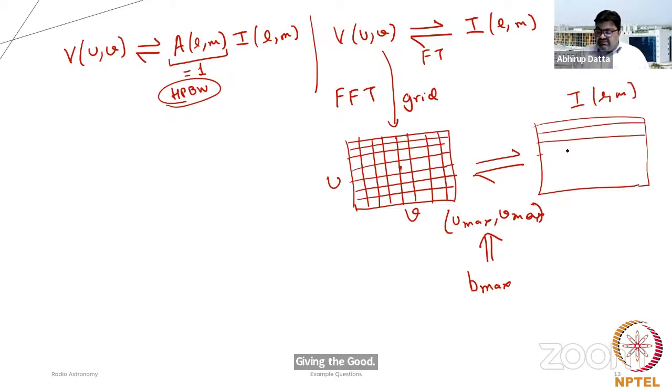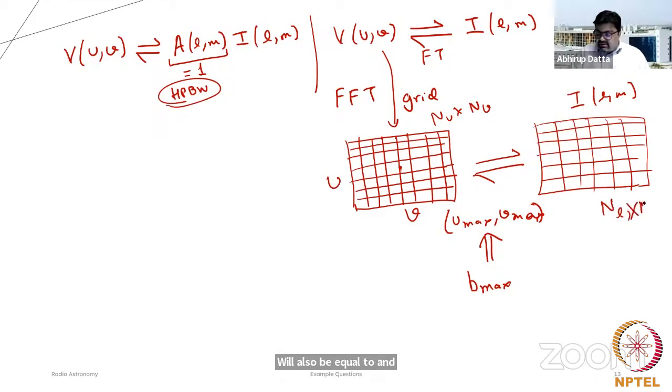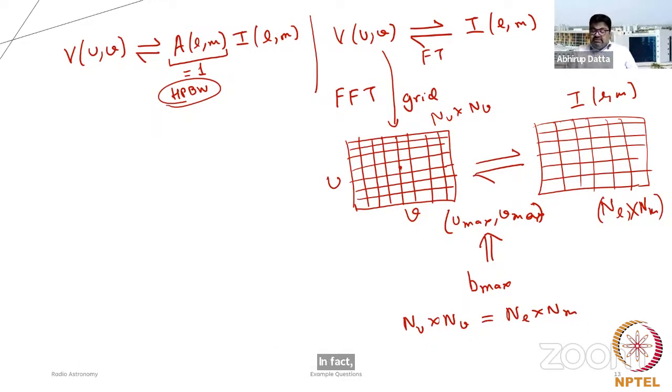Because it's the fast Fourier transform, the total number of elements, suppose this is NU times NV, number of grid points, will also be equal to NL times NM. So NU times NV will be equal to NL times NM. In fact, these values in both axes should be equal, a square grid in some sense.